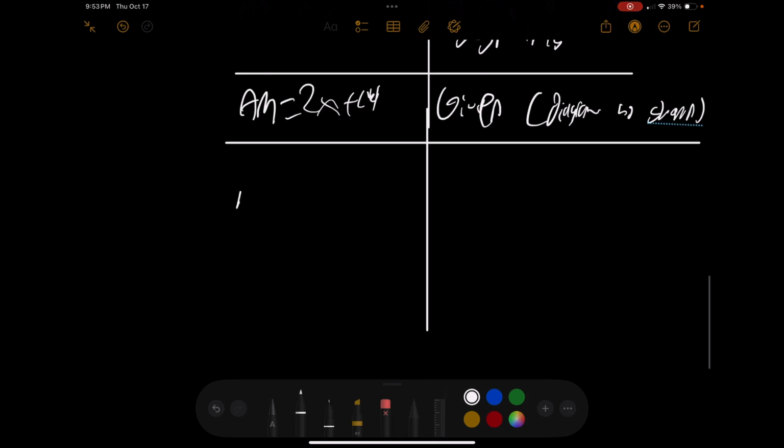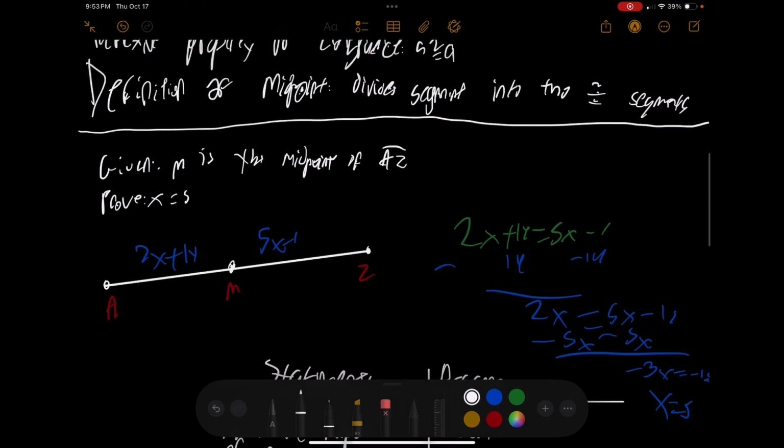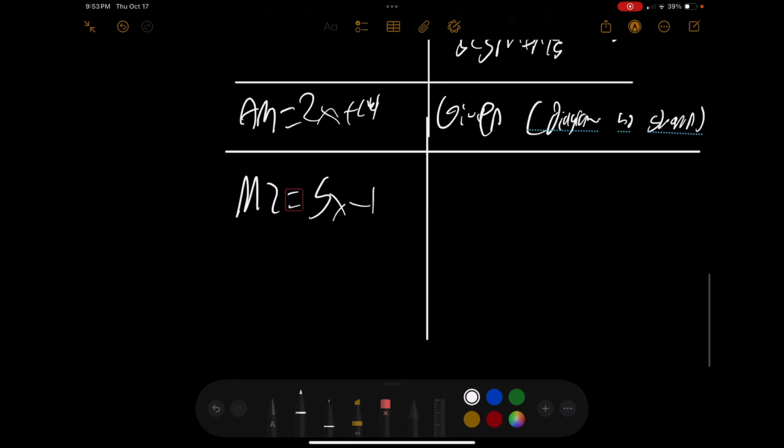MZ equals 5x minus 1. We cannot say MZ also equals 2x plus 14 because we would first have to show they're congruent, then we would have to plug it into each other, and that would be a little different. And also, we're not trying to say that. Quick thing. When the next step in a proof has the same reason as the reason on top of it, you can use quotation marks to represent that they're the same.